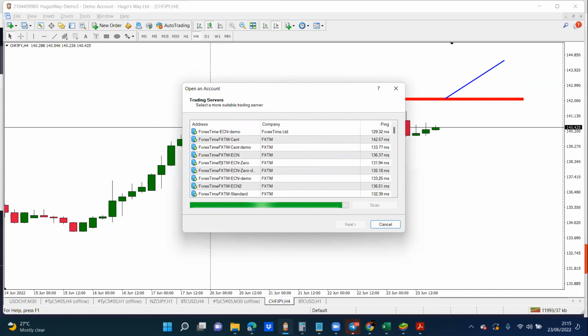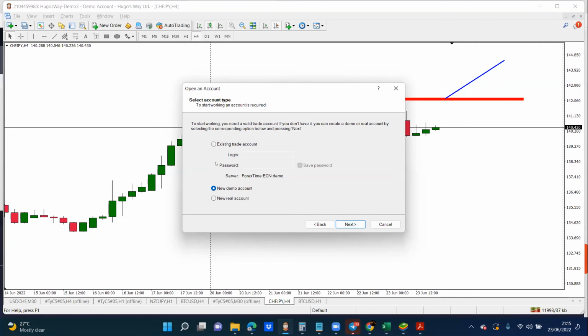So for you guys, just type FXTM. Of course, if you already downloaded FXTM, find it. So we use FXTM ECN. Click on it and click on Next. Then click on New Demo Account.